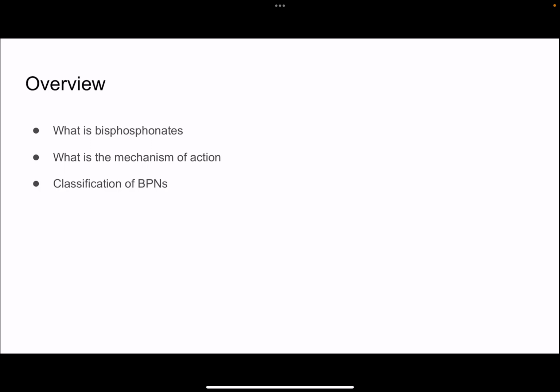So we'll go through these overviews under these headings. First, what are bisphosphonates. Second, the mechanism of action of bisphosphonates. Third, the classification of bisphosphonates. Fourth, the instructions given to a patient for oral administration of bisphosphonates. And the indications or uses of bisphosphonates and their respective adverse effects, with respect to the oral bisphosphonates as well as the parenterally available bisphosphonates. Then we'll go for a summary.